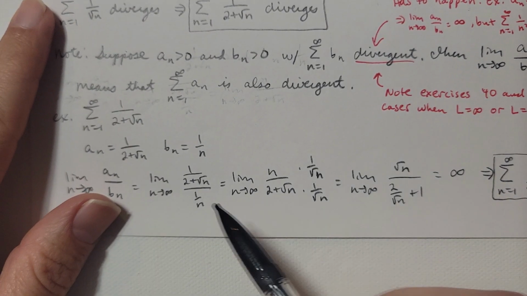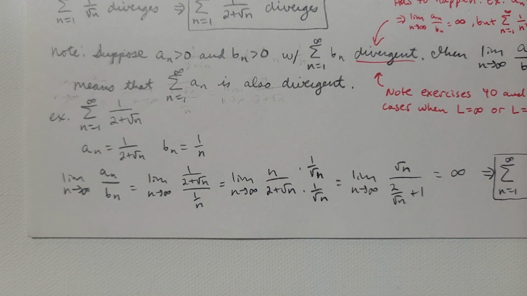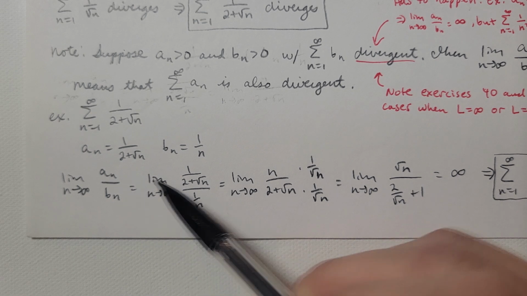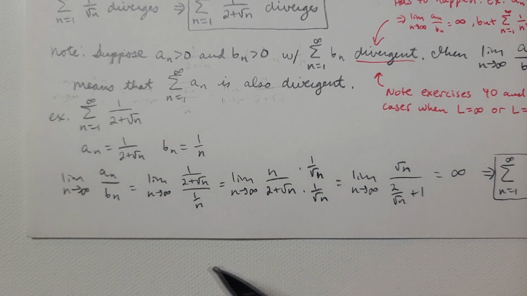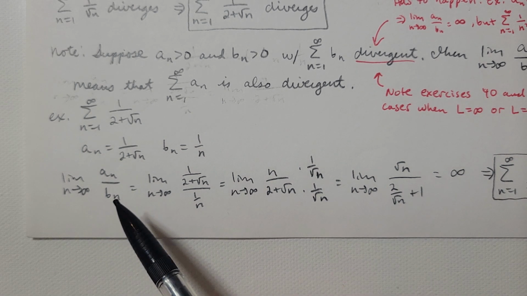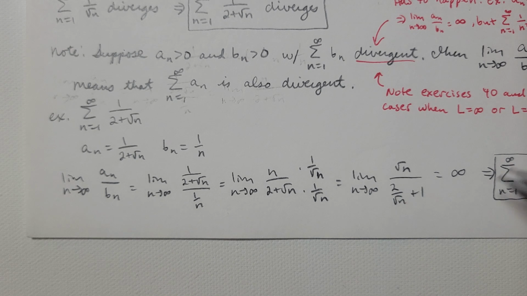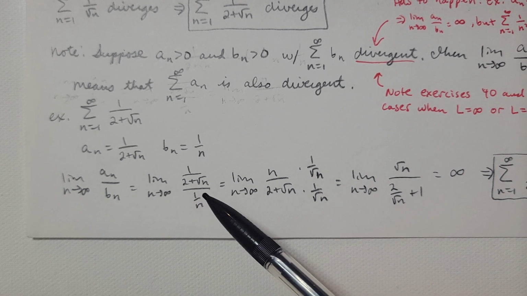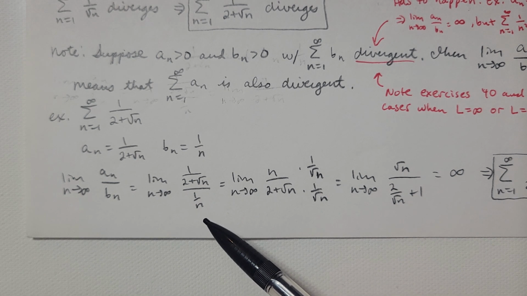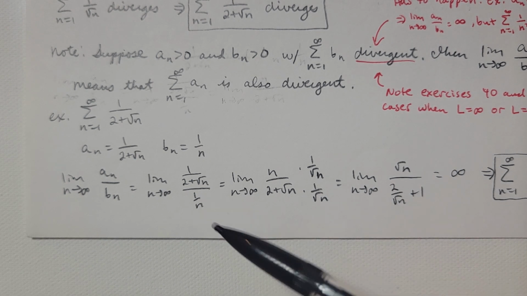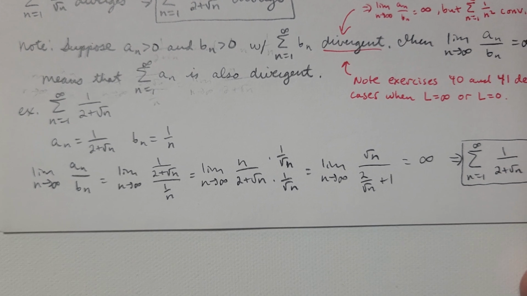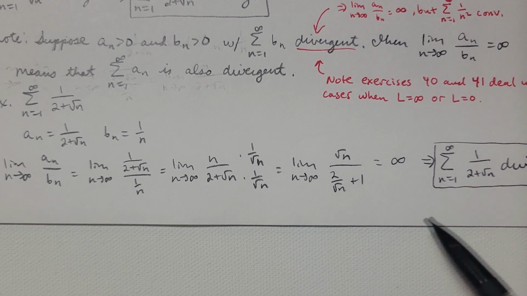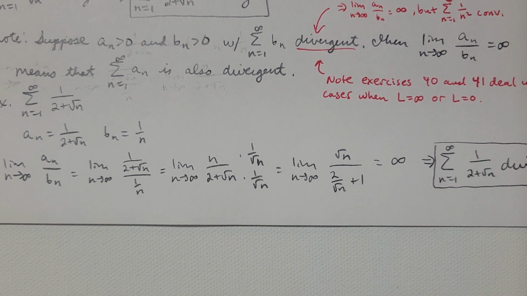But suppose that a sub n is 1 over 2 plus the square root of n, and b sub n is 1 over n. Okay, then using the limit comparison test, I get the limit as n approaches infinity of a sub n divided by b sub n. That is equal to the limit as n approaches infinity of 1 over 2 plus the square root of n divided by 1 over n. And when I flip the denominator there, I'll have the limit as n approaches infinity of n divided by 2 plus the square root of n.